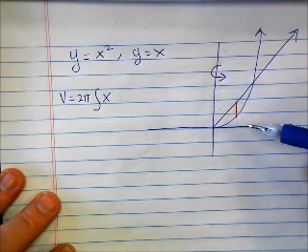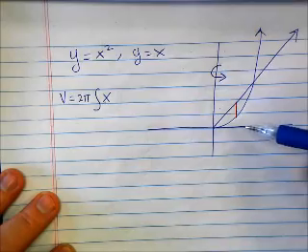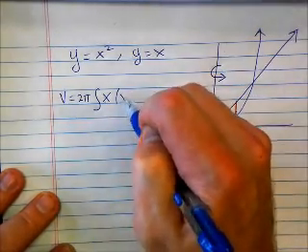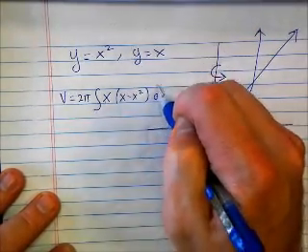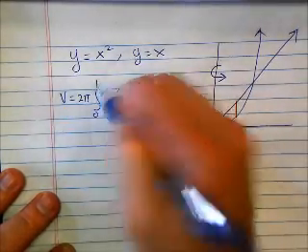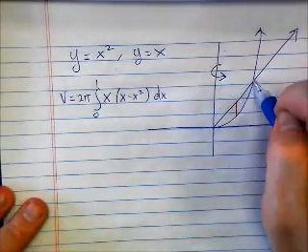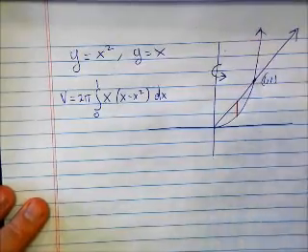x minus x squared. Excellent. When you have more than one function, you have to go top minus bottom. x minus x squared dx. And x would go from 0 to 1 because those two graphs cross at the point (1, 1).